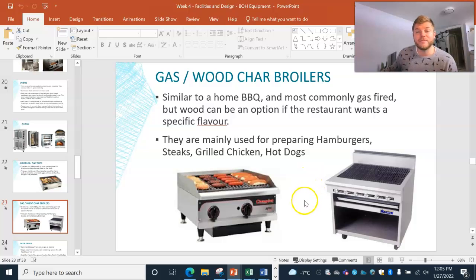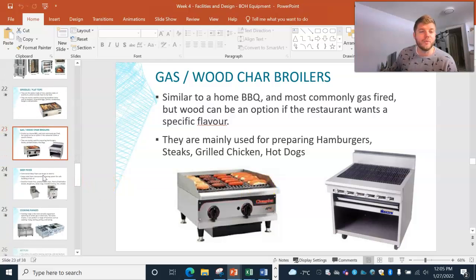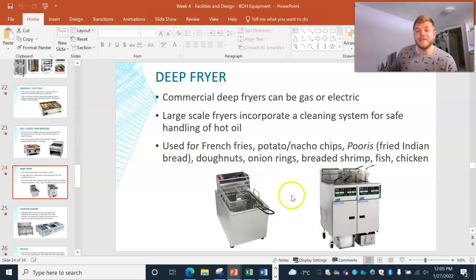It uses the same style of heat. It's most commonly gas fired, but can be wood fired. In the way that we're using it, you'll probably just use a straight grill, and it'll just be gas and won't be wood. And then deep fryers.